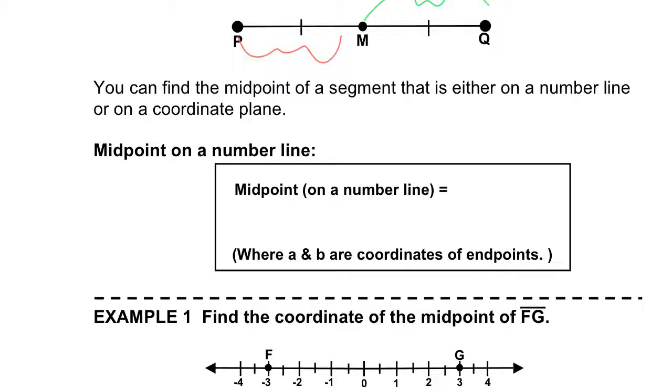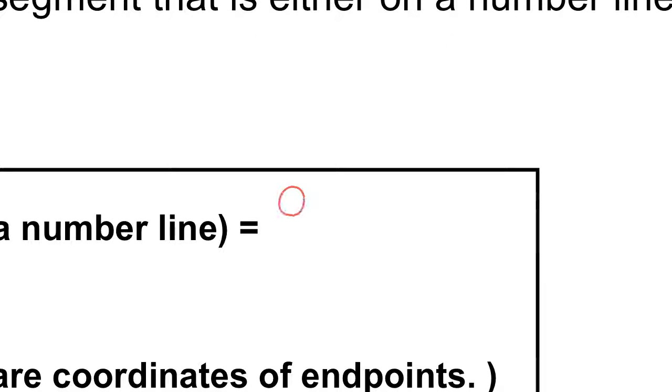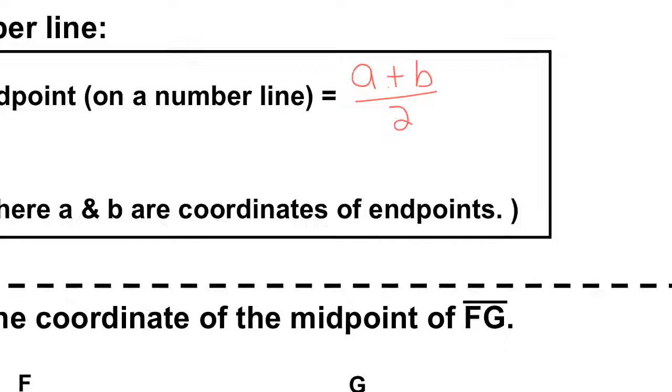If you're looking for midpoint on a number line, you're essentially finding the average. So you're going to take one endpoint, add the other, and you're going to divide it by 2. This is not on a formula chart, but since you can draw a number line, you can probably figure this out on your own anyway. So let's look at a couple.